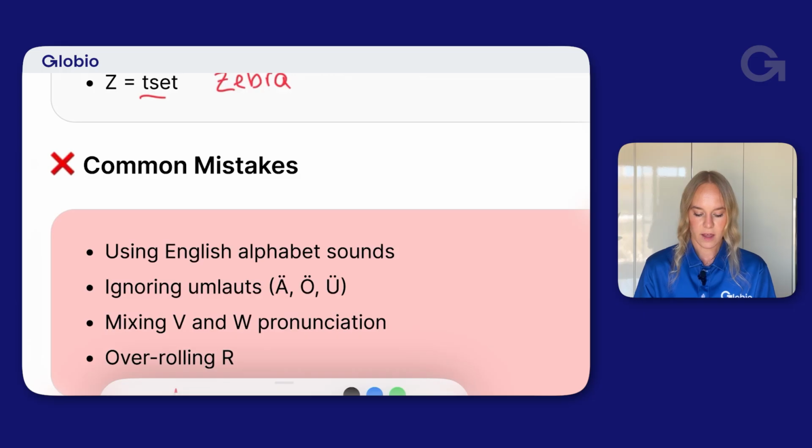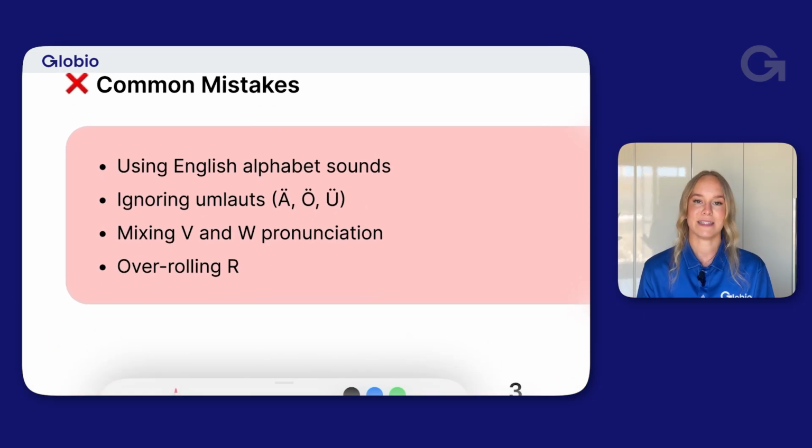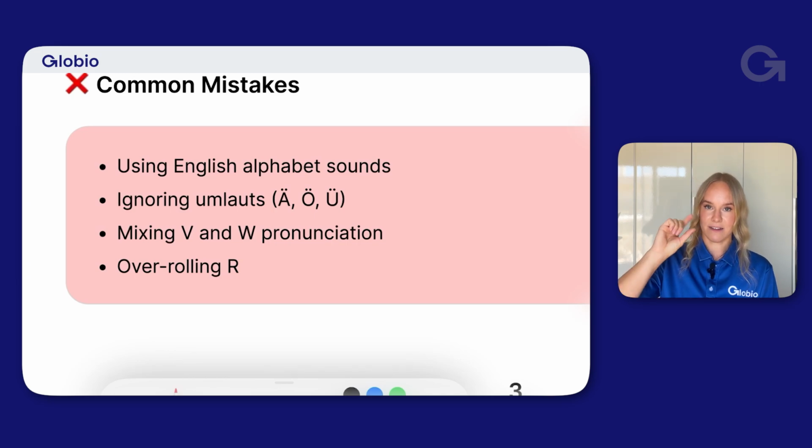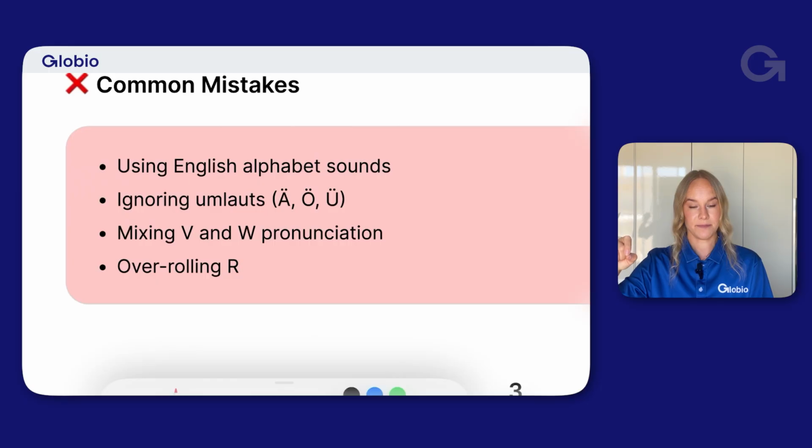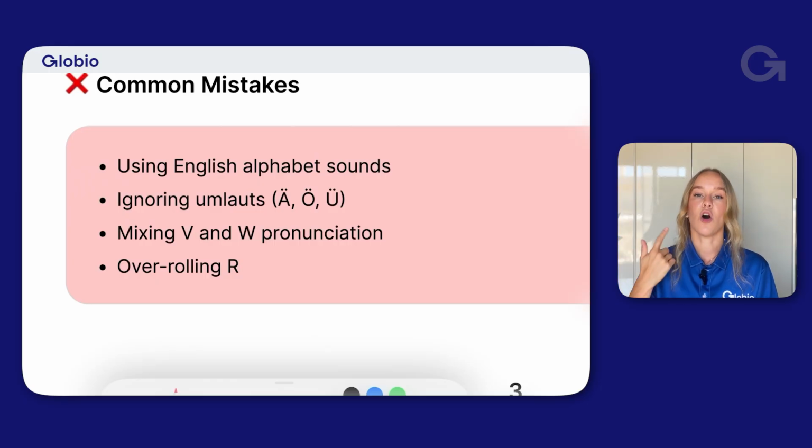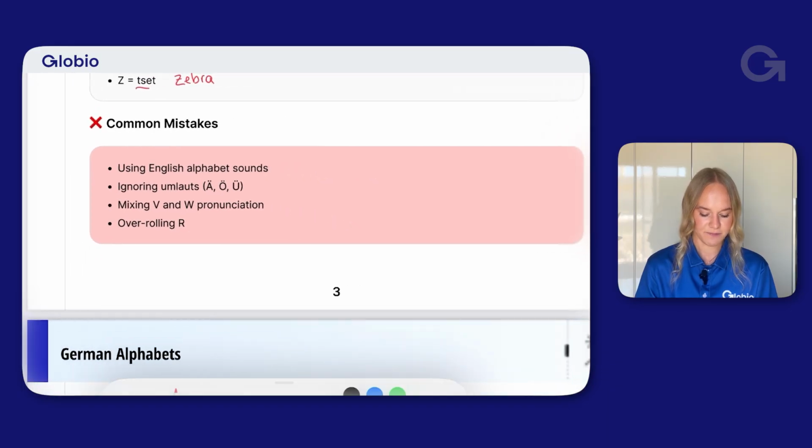Okay? All right, so here are the common mistakes you should definitely avoid. Number 1, using English alphabet sounds. We never do that. Number 2, ignoring the umlauts, as I told you, the Ö and the Ü. Number 3, mixing the V and W pronunciation. And the last one, over-rolling the R. We don't do that. Okay?